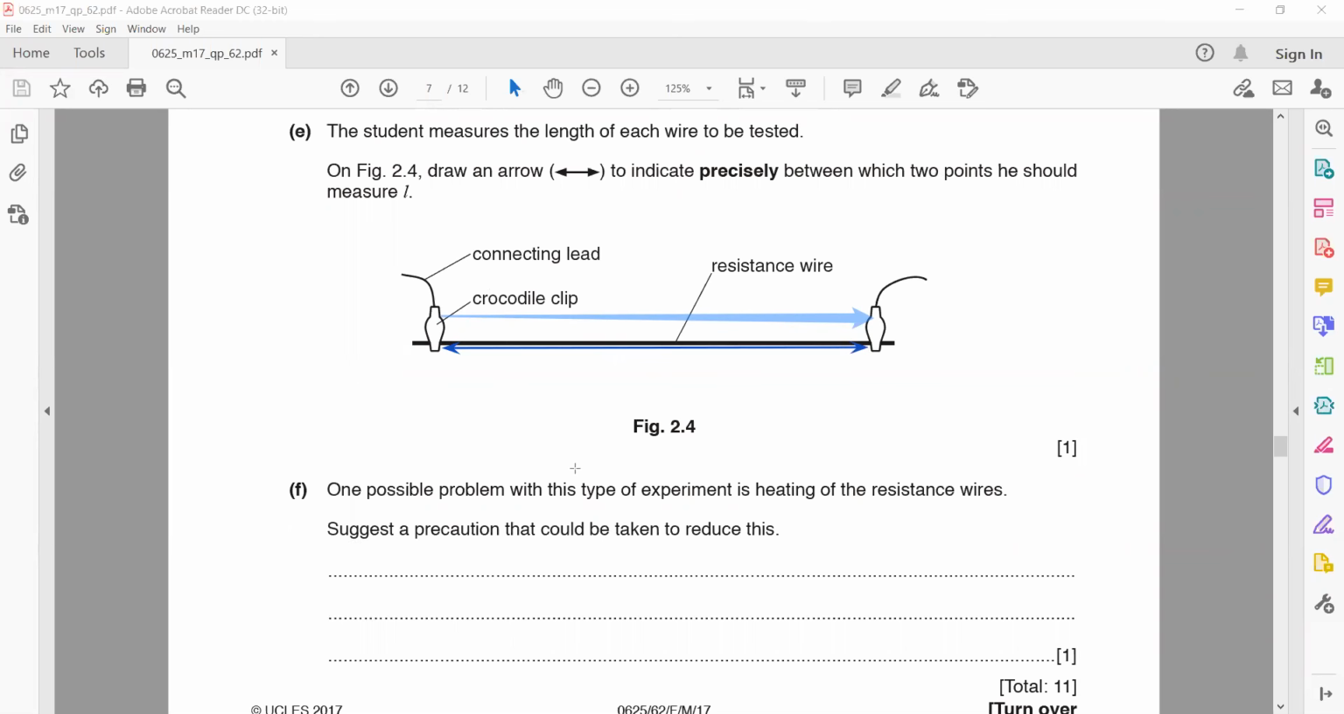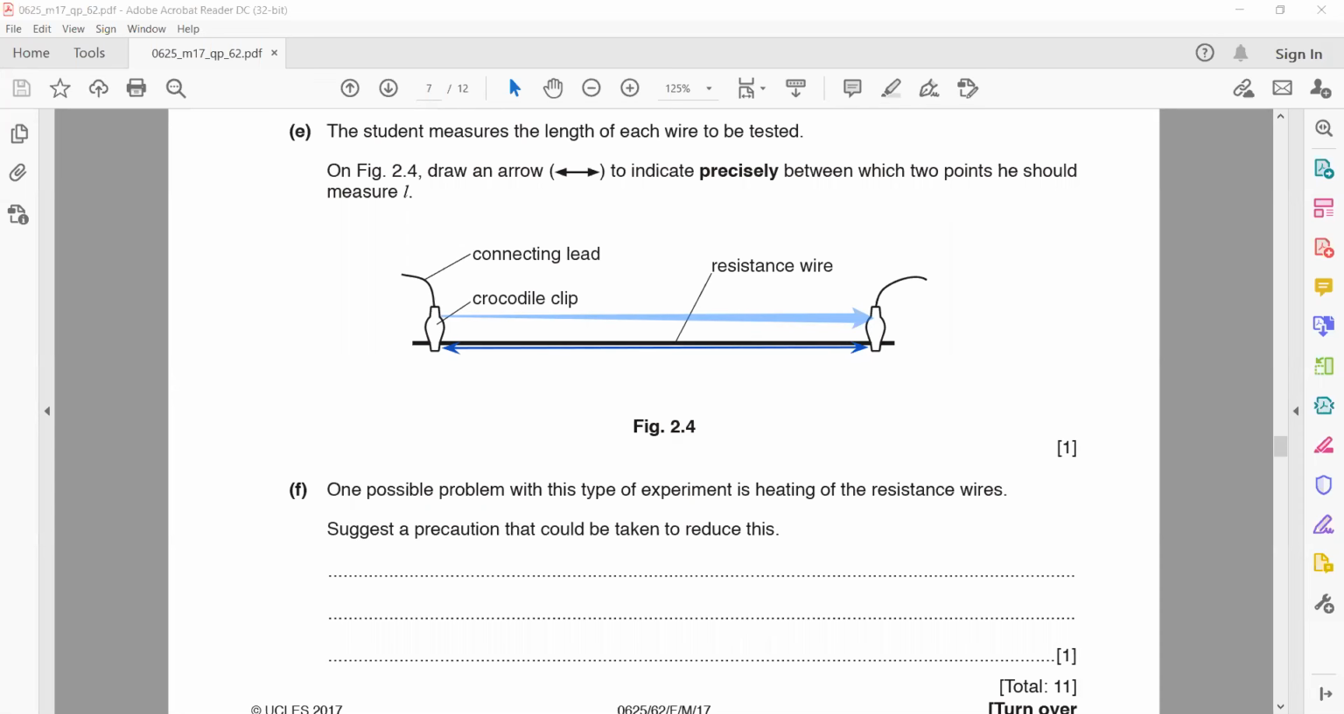One possible problem with this type of experiment is heating of a resistance wire. Suggest a precaution that could be taken to reduce this. Because in an electricity experiment, one problem is it produces heat. How can we minimize the heating effect? What can we do? We want to reduce the heating effect.